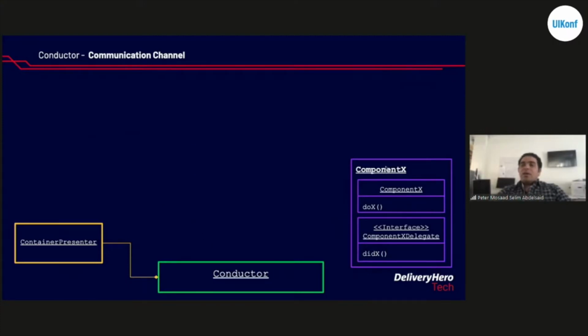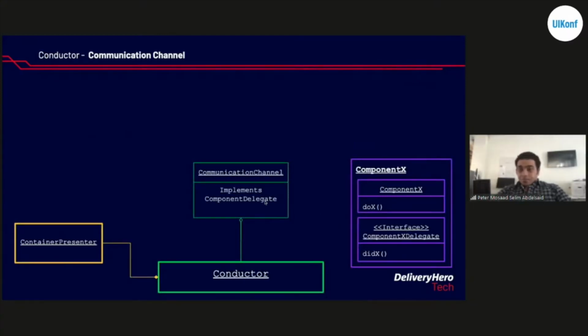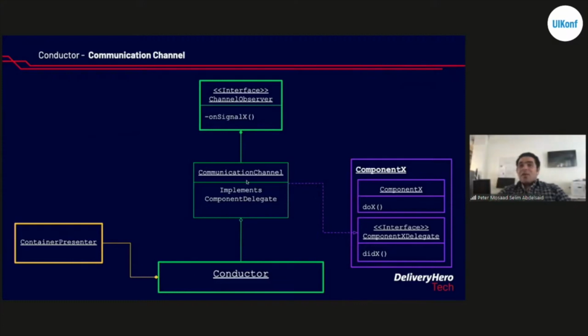Again, if we put this into the way we decided to work, we have the presenter with the conductor, and we agreed every component has this delegate protocol. Then the conductor will be split into multiple communication channels. Each communication channel implements the component delegate, and every communication channel defines its own interface of observers. So now that the communication channel implements the component delegate, we can get all the signals from the component, and we can pass those signals back to the list of observers in that communication channel.